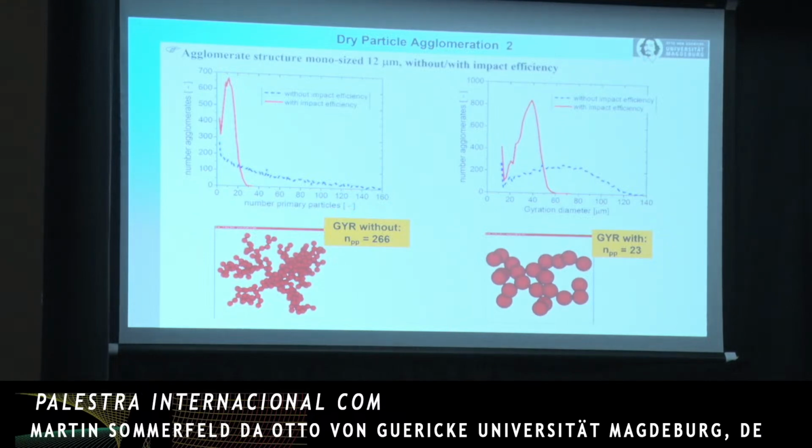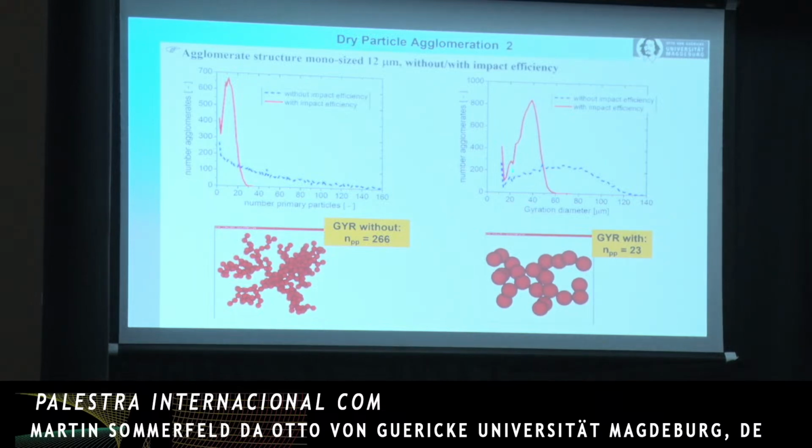So a very wide distribution of sizes, ranging from 2 primary particles up to 160. So what happens with impact efficiency? Of course, particles might go around the aggregate and not collide. Then we have this distribution. So a huge difference. So impact efficiency in this respect is important. You should know that we have a porous structure, so particles might also go through the aggregate, which is accounted for, but not in the impact efficiency.